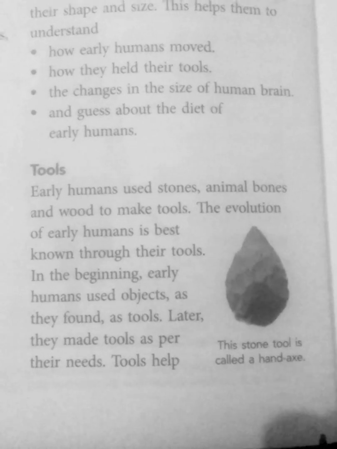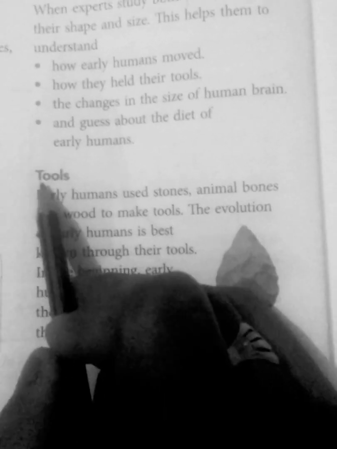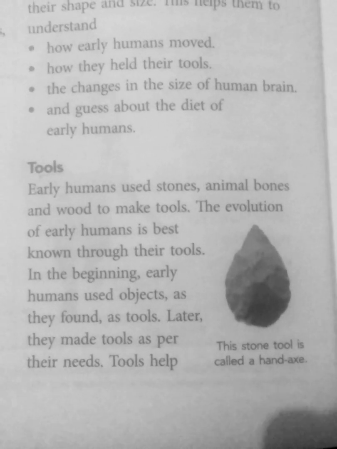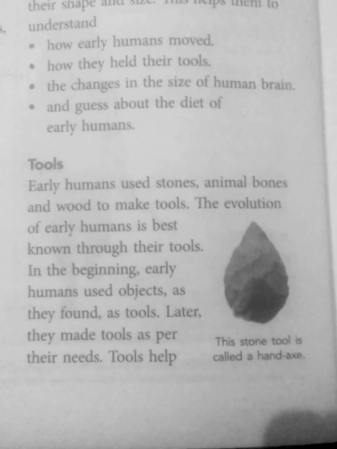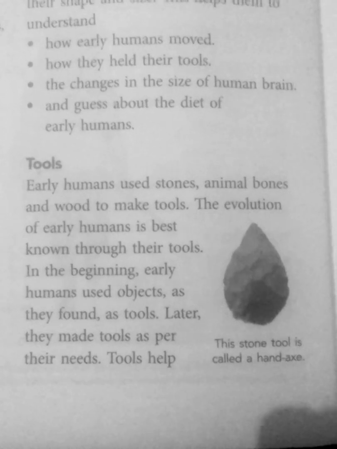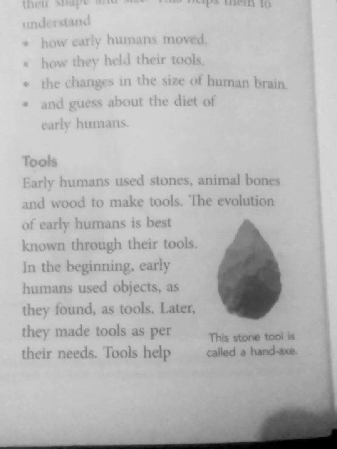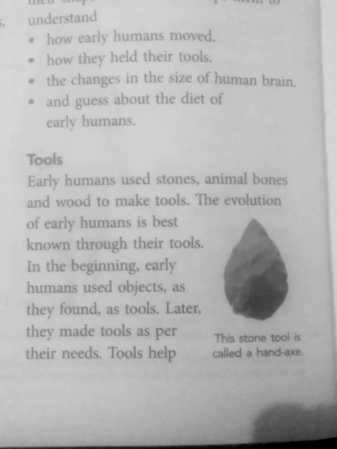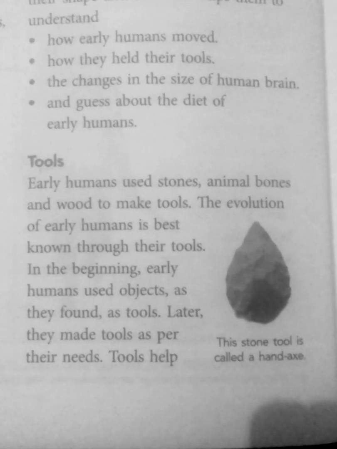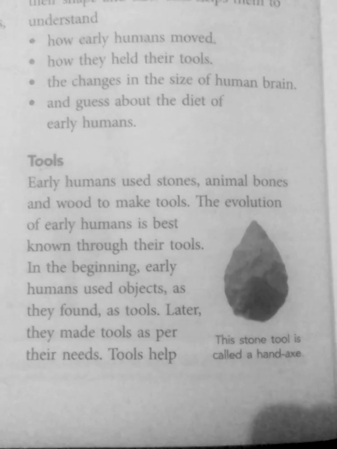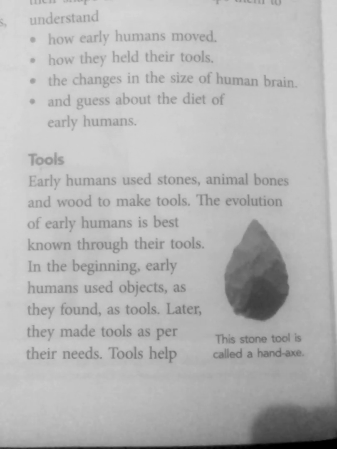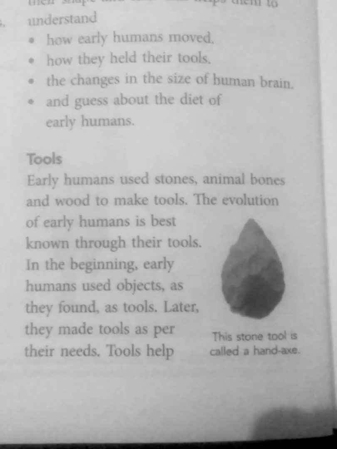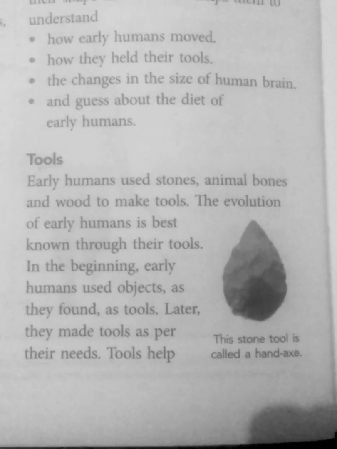archaeological sources. First one is the tools. Early humans used stones, animal bones and wood to make tools. These are the materials to make the tools: stones, bones of the animals and wood. The evolution of early humans is best known through their tools. Means we can know which type of tools they used to read this evolution.